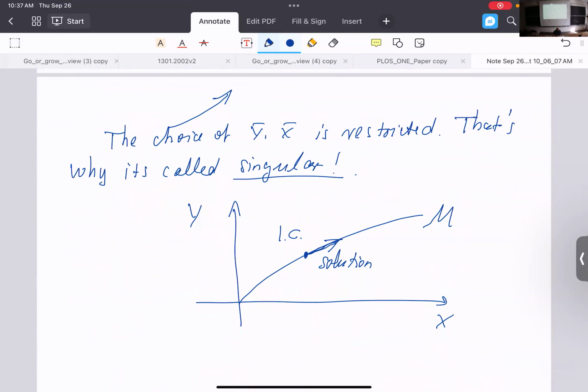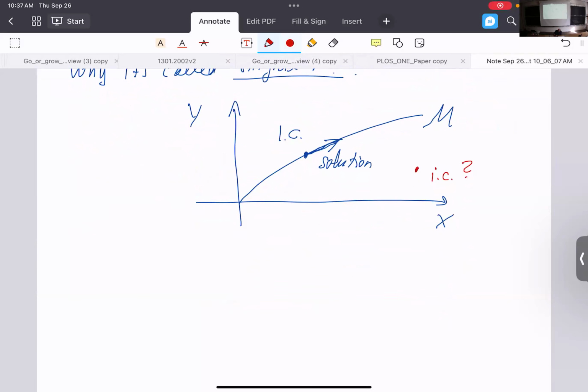You shouldn't be happy, because what happens if I choose an initial condition not on M? Okay, so let's say this is my initial condition. Well, then I'm not on M, so can I do this? What's happening there? Well, this leads then to the inner solution. This is the second part.